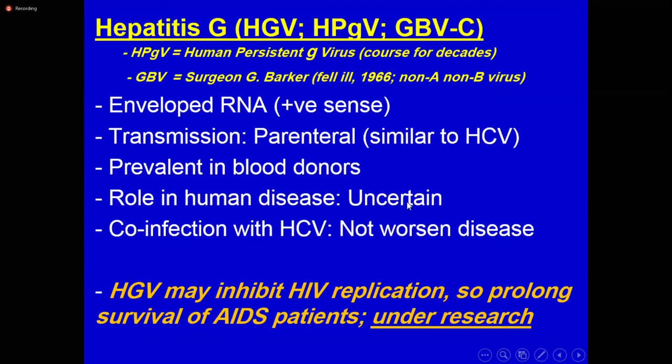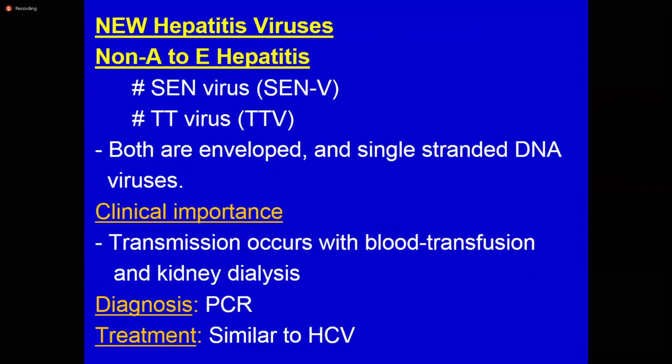The role in human disease is uncertain. Co-infection with C does not worsen the condition. The interesting point is that infection with this virus inhibits HIV, so it prolongs the life of AIDS patients. This point is under research. That is, a person who gets infected with G inhibits the human immunodeficiency virus. This point is very interesting. Keep it in mind because it prolongs the life of HIV-infected persons.